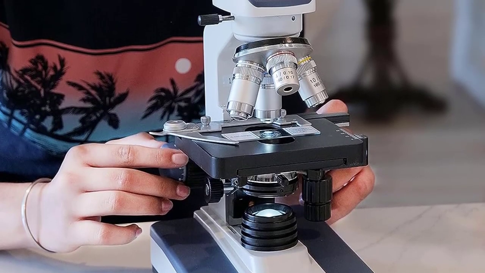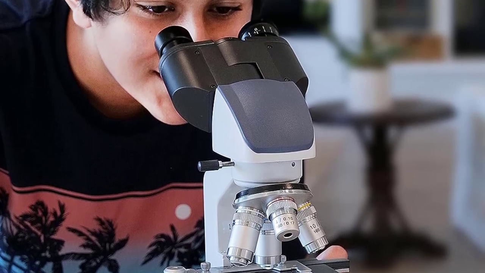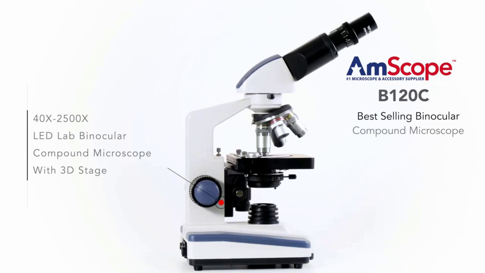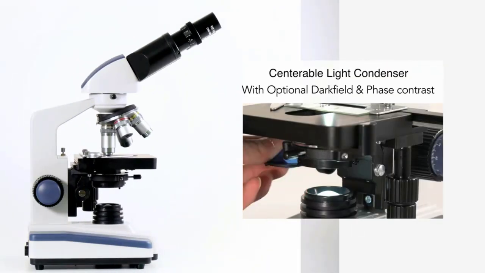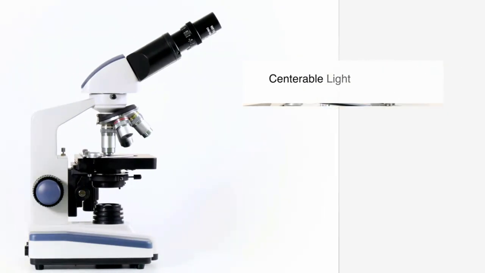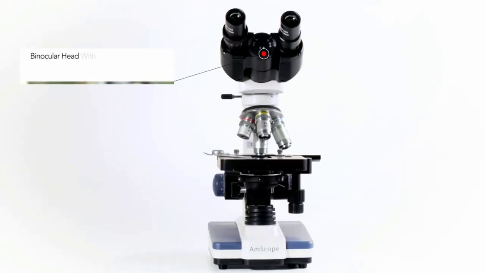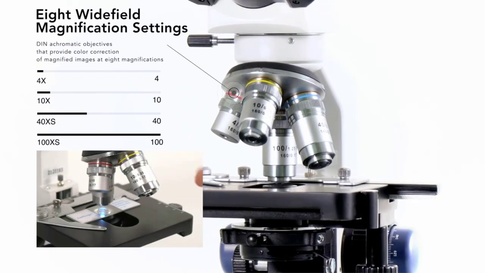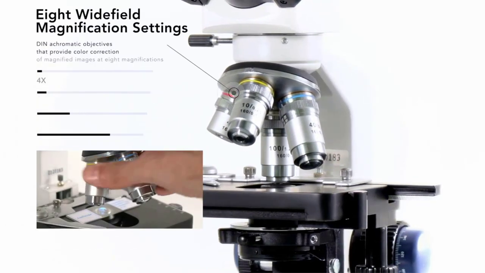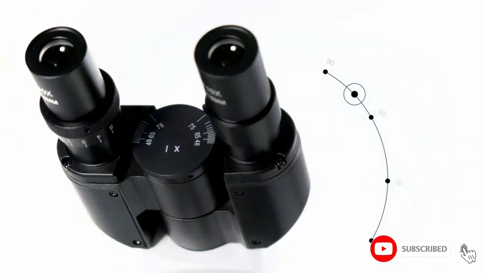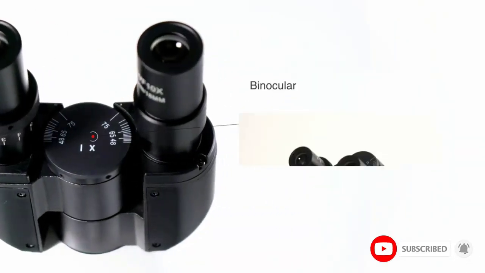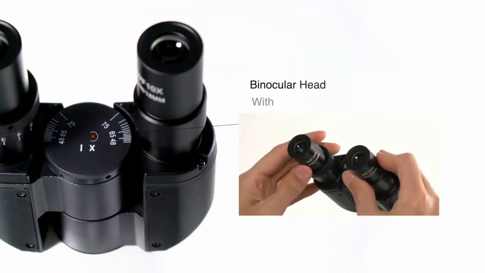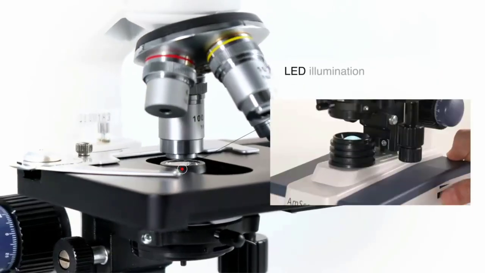Magnification, 40x, 2500x. Power, compound binocular. Eyepieces, WF10x, WF25x. Objective lenses, DIN achromatic 4x, 10x, 40x, spring, and 100x, spring, oil. Illumination, daylight-tuned LED lighting with Abbe condenser. Portable, no, requires AC power. Build quality, solid all-metal, cast steel, construction makes for rugged durability.